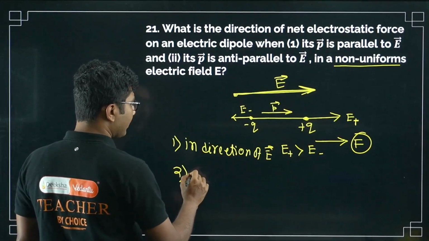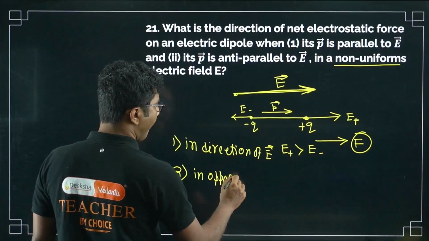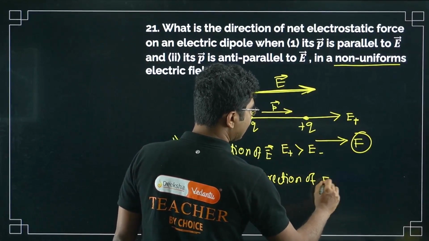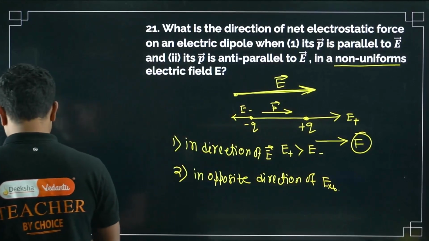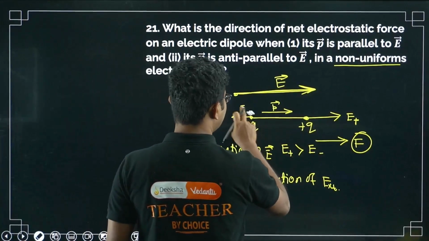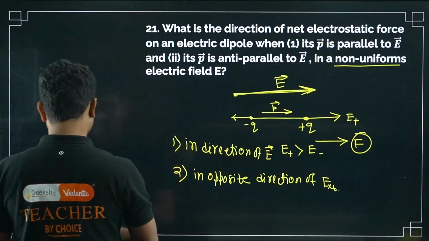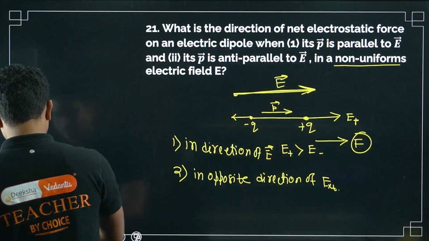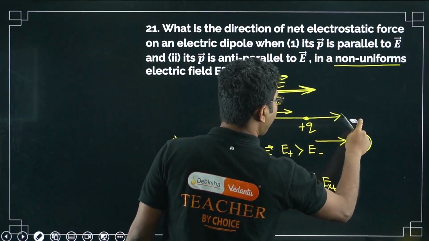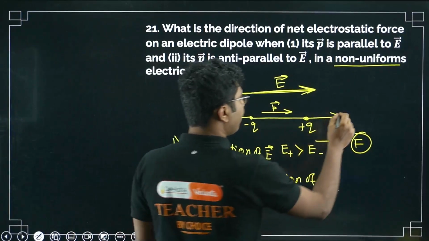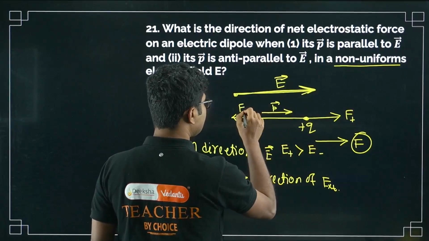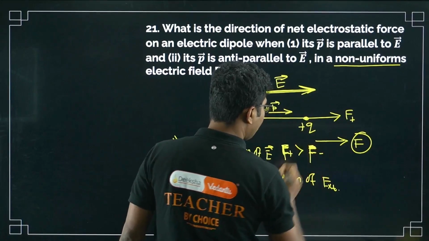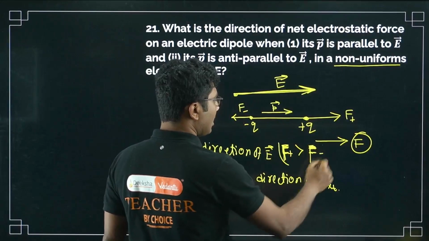Similarly, the second case will be in the opposite direction of E external. One mistake that I made in this case was, this is not the electric field. The electric field is already present, so it will not be electric field but just a simple force. It will be F plus, it will be F minus, and F plus is more than F minus, so the force in the direction of the positive charge will be more.